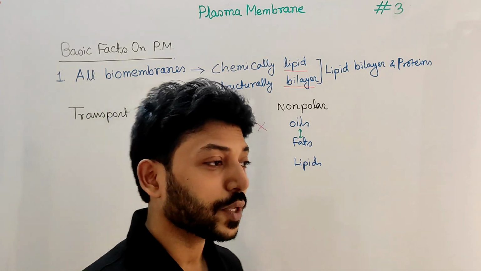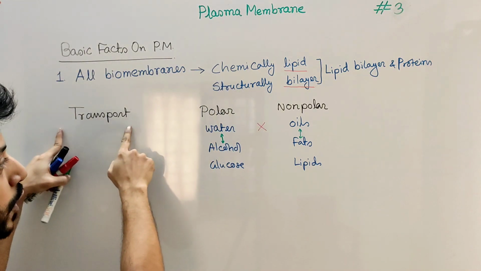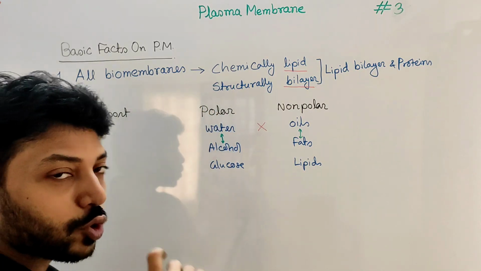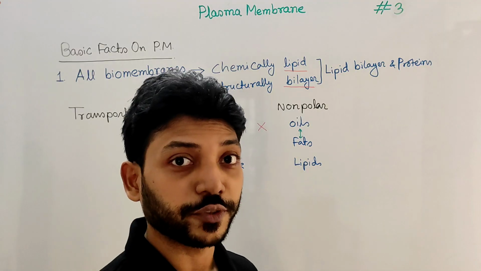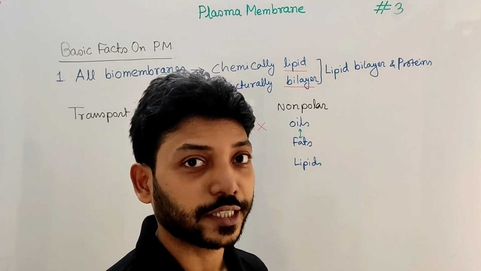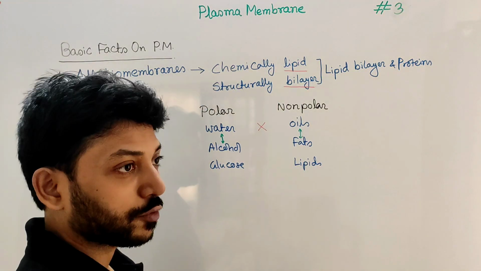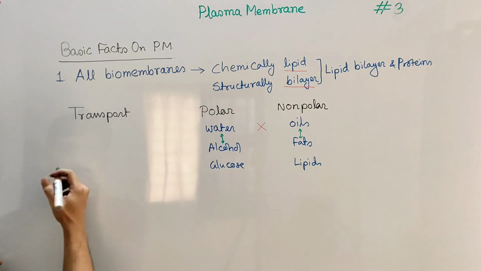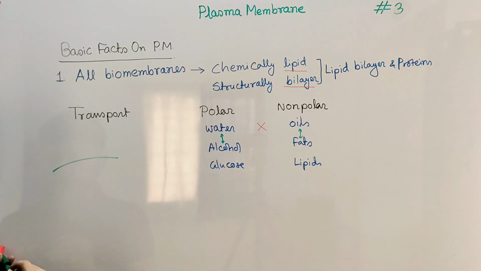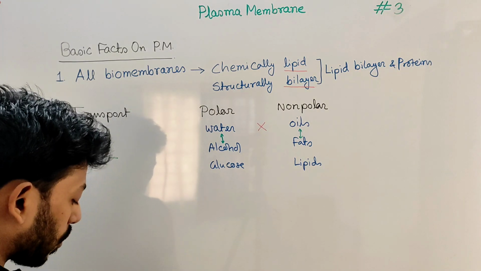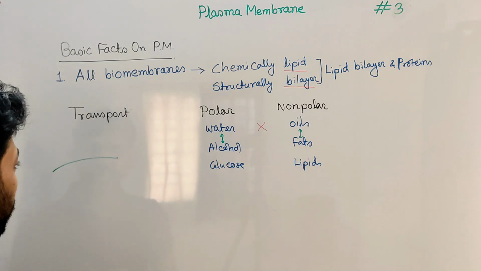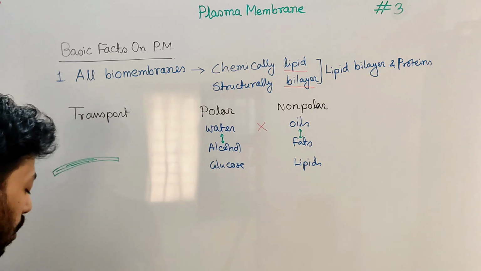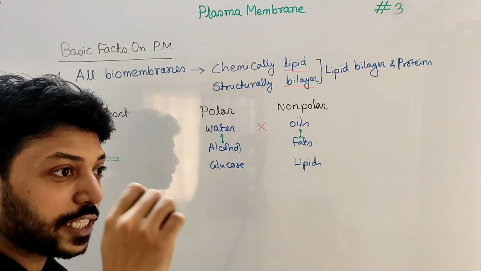Why am I talking about this? Because transportation requires this chemical nature. Because Ernest Overton, one scientist I mentioned in my first video, in 1895 discovered that the chemical nature of the membrane is lipid. Now let's suppose this is the plasma membrane. This membrane is actually lipid in nature. Ernest Overton argued that if this membrane is lipid in nature, then non-polar molecules can dissolve in it.